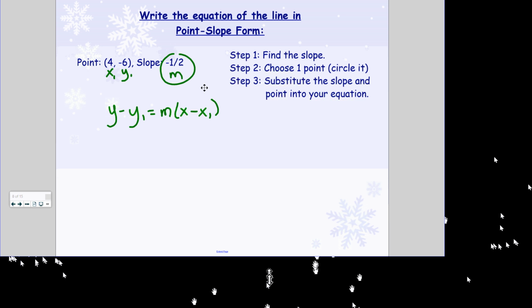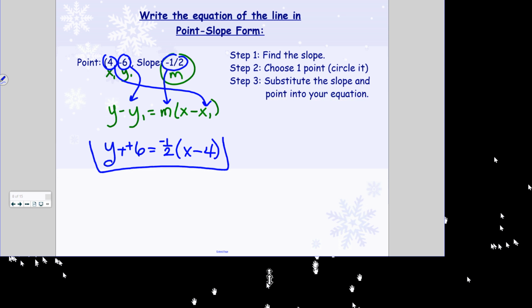All right, so now we're filling in. Our -6 goes into y1. Our 4 will go into x1. And our -1/2 goes in for our slope. Now, when I do y minus a -6, you'll see two negatives is equal to addition, equals our slope of -1/2 times x minus our x1 of 4. And that is the equation of this line in point slope form.